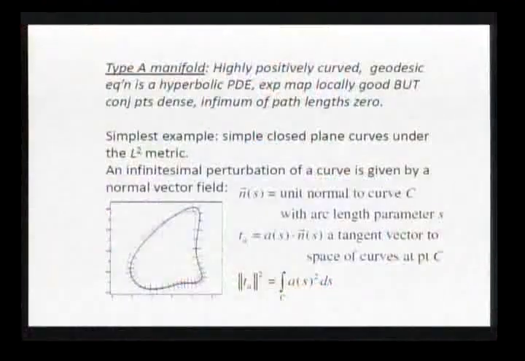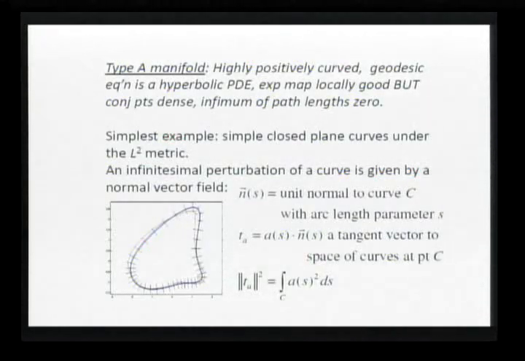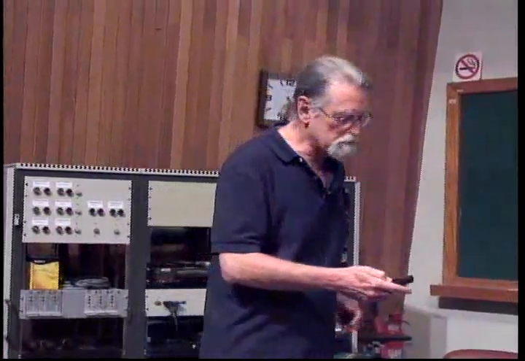All right, now let me talk about the type A manifolds. For abstract properties, they'll be highly positively curved. The geodesic equation can be a hyperbolic PDE. Now, a nonlinear hyperbolic PDE generally has a nice initial value problem, but often when you integrate a nonlinear hyperbolic equation, it hits singularities. So the exponential map you can expect to be locally good, but the conjugate points on a geodesic are likely to be dense. So what happens is the infimum of path lengths is zero, and the path length metric totally collapses. Let me describe the simple case of this, and you'll see how it goes.